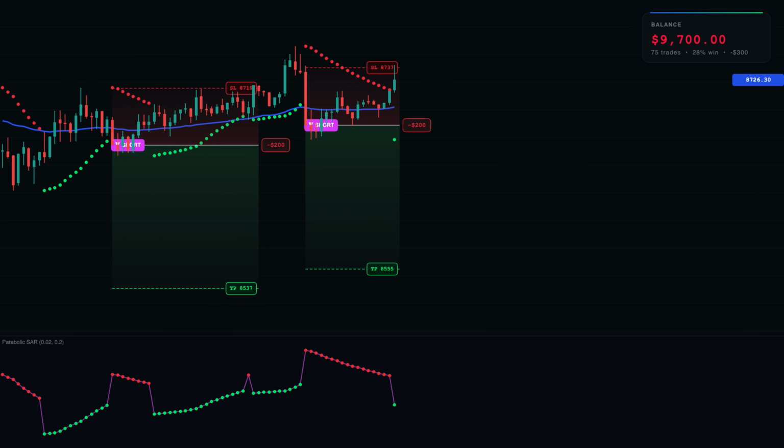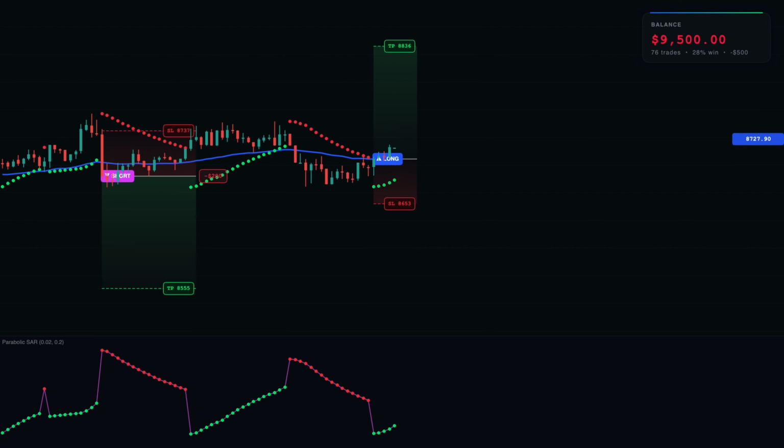75 trades. The strategy is proving its edge. Always backtest before risking real money.